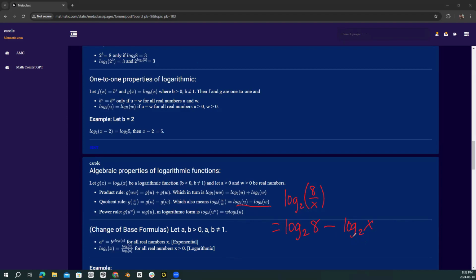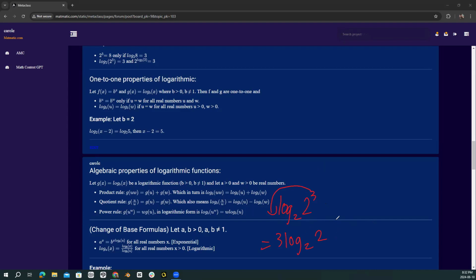And for our last rule, we have the power rule. Let me use the same example again: log base 2 of, let's say, 2 to the power of 3. With the power rule, essentially, we're going to move this power here. So we would get 3 log base 2 of 2.